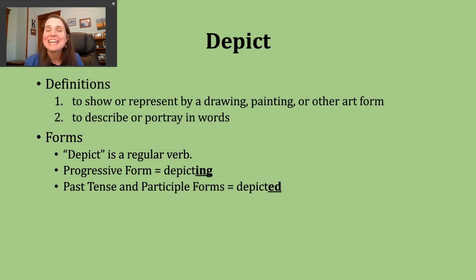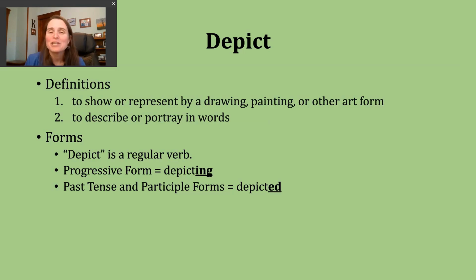As this definition indicates, it is very common to see this verb being used to describe a variety of kinds of art. Even books and movies, not just physical art like drawing and painting. And we'll see some examples of this a little bit later, but again, think show, represent.